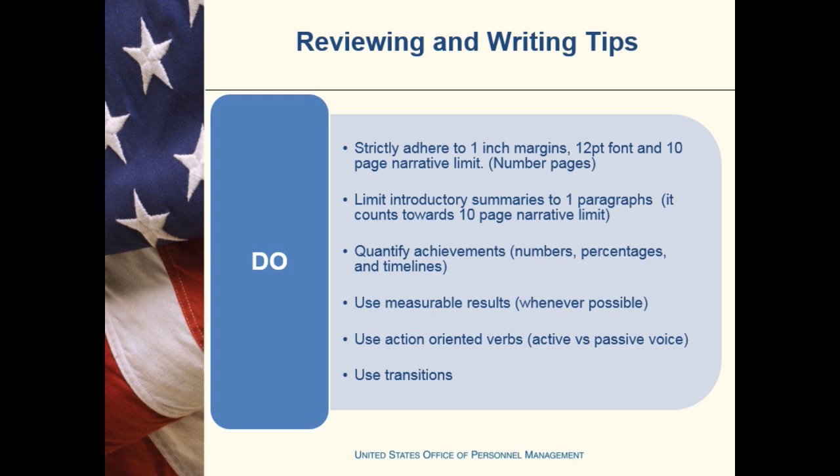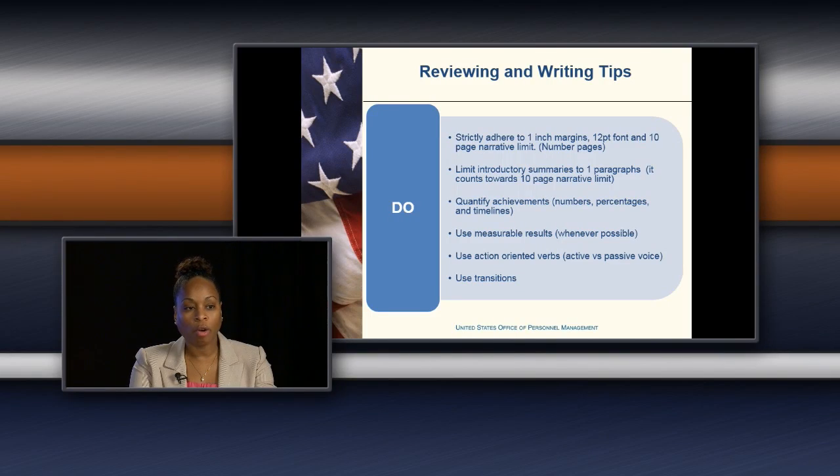Some things that candidates do want to ensure they are doing, and that is following the format. 1-inch margins, 12-point font, regardless of whether it's Arial or Times New Roman, and it's a 10-page narrative limit. We strongly recommend that pages are numbered. For candidates that wish to use introductory summaries, we request that you limit those summaries to no more than 1 paragraph. Board members can glean a lot of the summary from the resume, so they would prefer that candidates begin telling their story right away. Candidates want to quantify achievements, utilize metrics in any way, provide those measurable results, and utilize action-oriented verbs and transitions, as this helps to tell a better story.